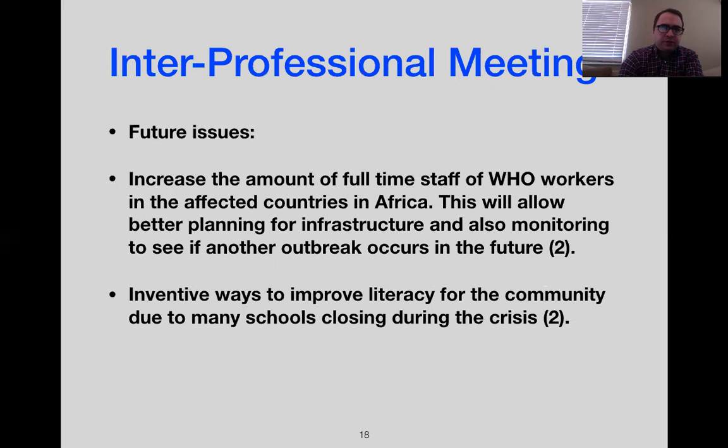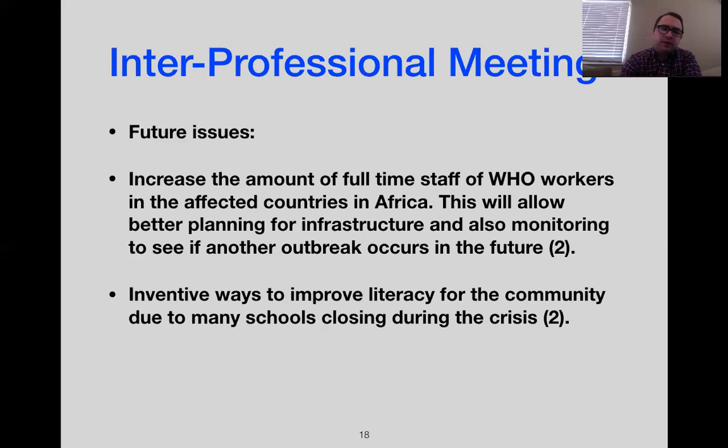Other future issues: increase the amount of full-time staff of the World Health Organization workers in the affected countries in Africa. This will improve infrastructure so they can be in meetings for infrastructure planning, and they also can be monitoring the situation to see if there's another outbreak of Ebola in the future, just to have more boots on the ground and more eyes monitoring the situation at all times.